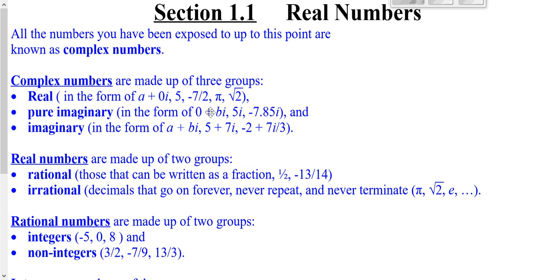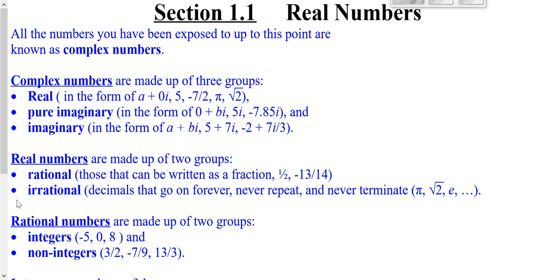-7/2, pi, square root of 2. Pure imaginary are those that have i's in front of those numbers. So like a 5i or a -7.8i. Imaginary have a real part plus a part that has the i, the imaginary part. So anything that's a real part without i's, plus something that does have i's, that's imaginary.